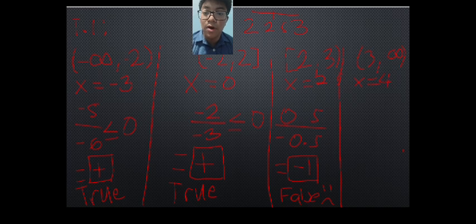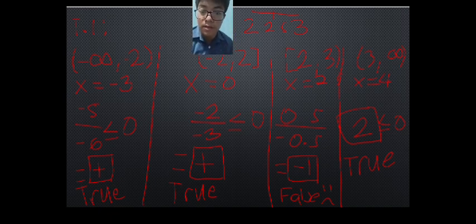And for our last interval, positive 3 to positive infinity, let's choose 4. So that will become 4 minus 2 over 4 minus 3. Our numerator will become positive 2 and then the denominator will become just 1. If we divide them, that will become positive 2.